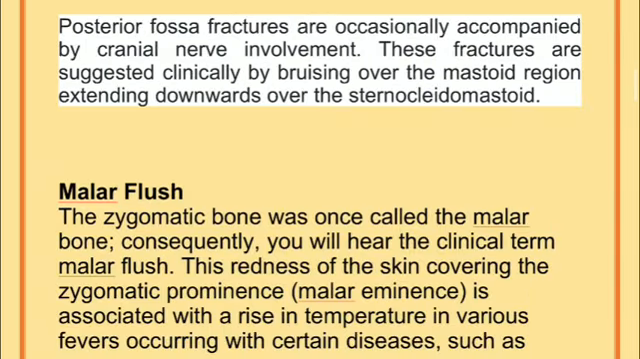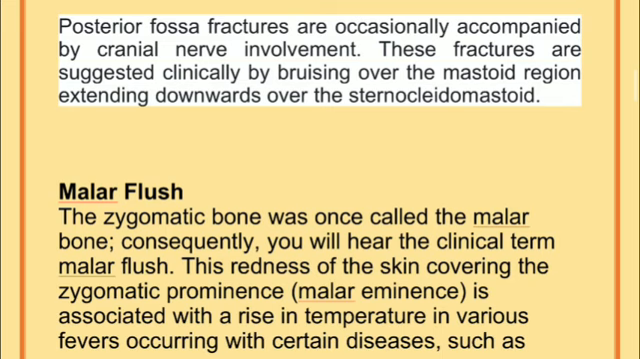Posterior cranial fossa fractures are less often accompanied by cranial nerve involvement. These fractures are suspected when you have bruising over the mastoid region. Such bruising extends downwards over the sternocleidomastoid.